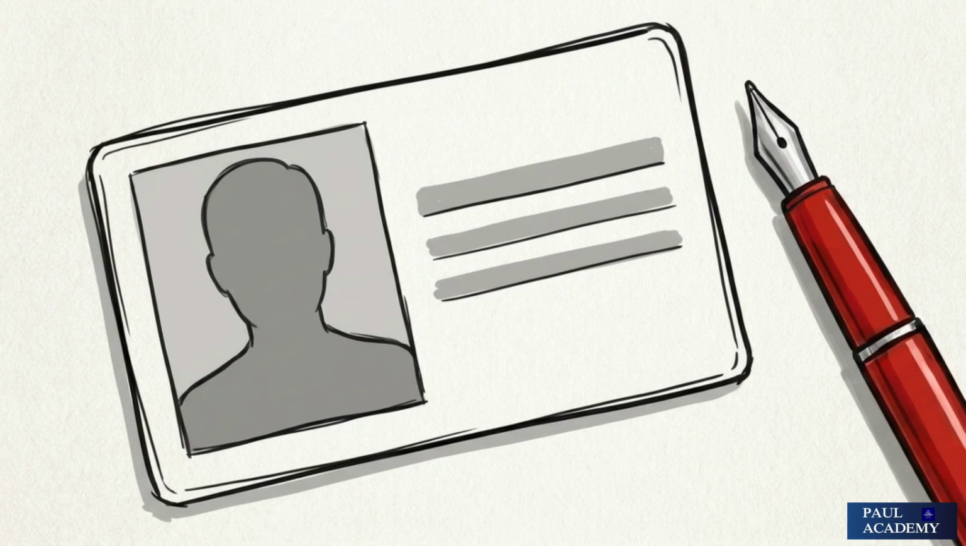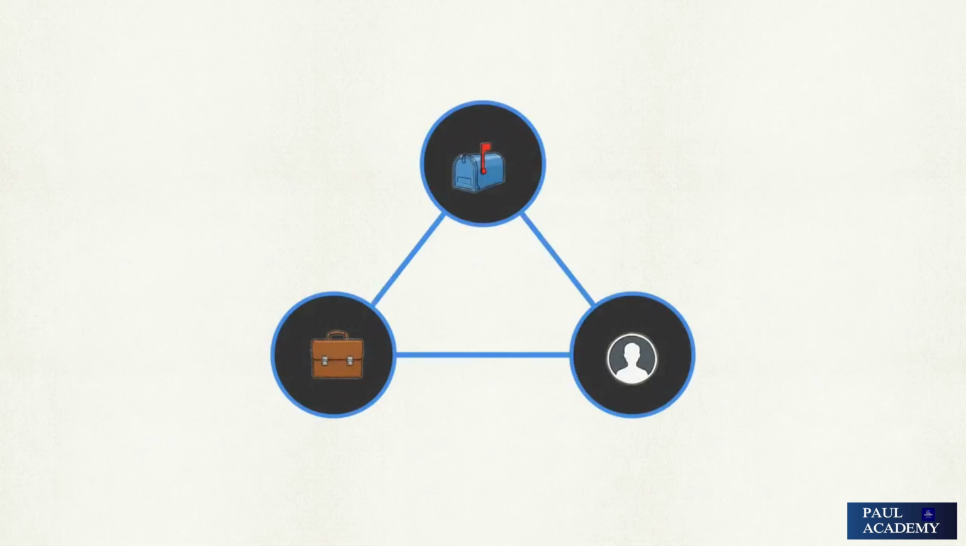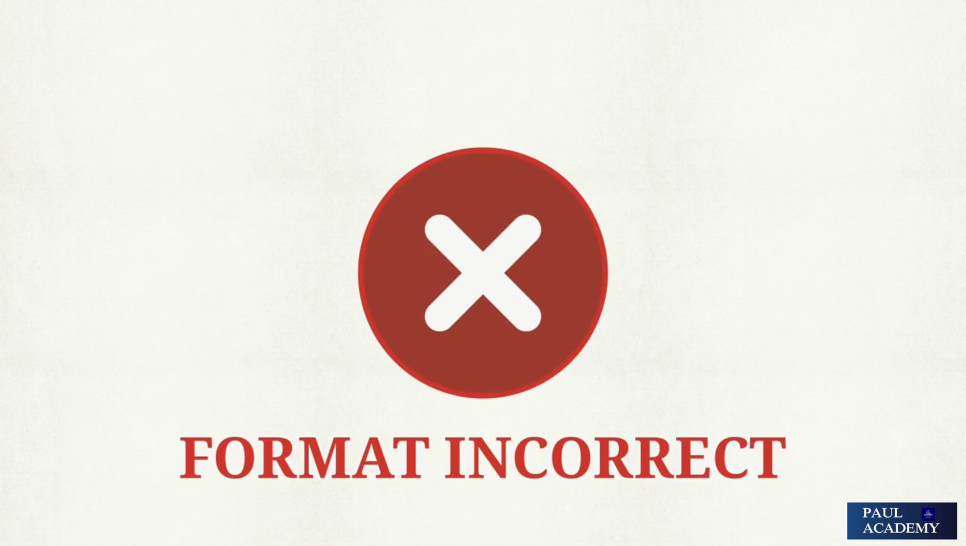Before drafting, you also need to invent a fictitious sender profile, a fake name and address. Using your real personal identity on the exam triggers an immediate academic penalty. If you fail to extract these 3 anchor points, the receiver, the role, and the sender, your format is incorrect before you even begin writing.